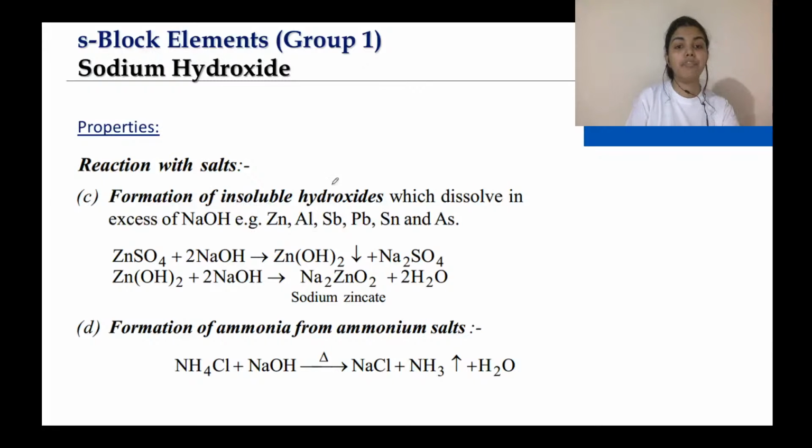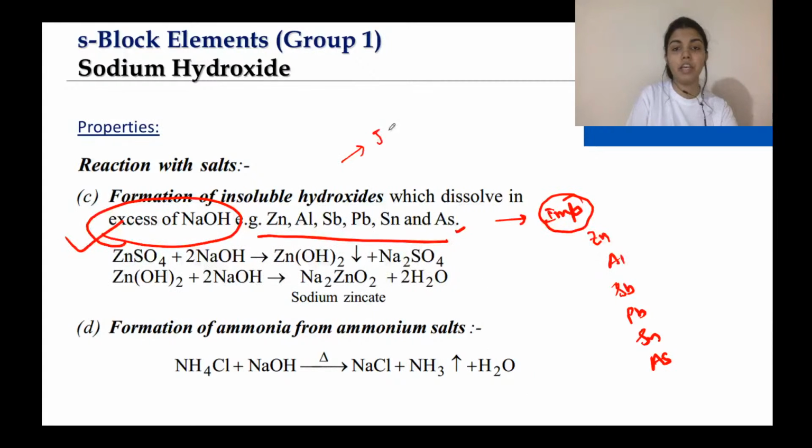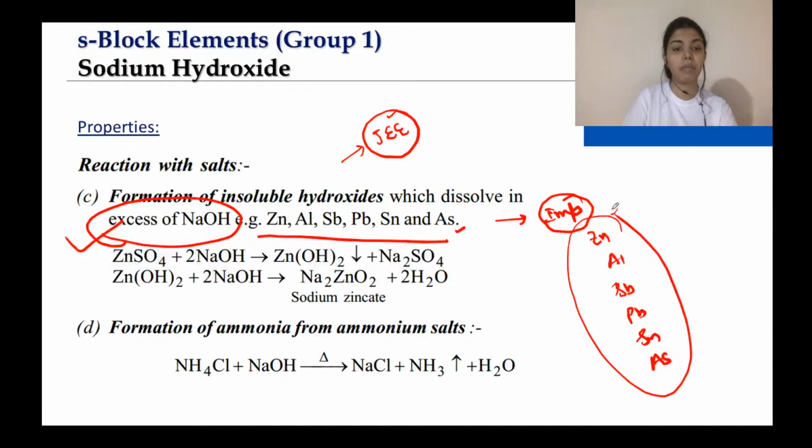Now formation of insoluble hydroxides which dissolve in excess of NaOH. Now this is very important. You need to learn these metals that are soluble in NaOH: zinc, aluminium, antimony, lead, tin and arsenic. This was a direct question in JEE, that out of the following metals, which ones are soluble in sodium hydroxide. So you have to remember that these metals are soluble in sodium hydroxide.